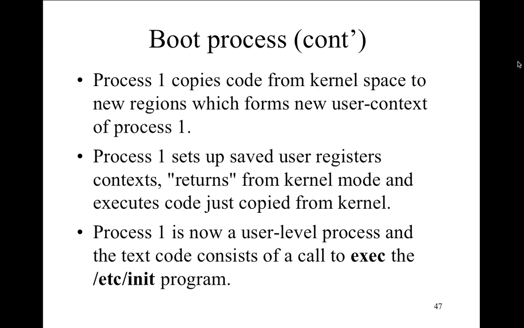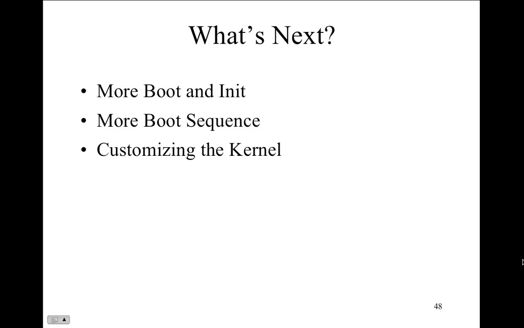So process 1 copies the code from the kernel space to the new region, where it forms the new user context, or process 1. It also sets up and saves the register context, and then it returns from the kernel mode and executes the code just copied from the kernel to create the user mode. And then process 1 is now the user level process. And the text code consists of a call to exec, which is the init program. So init is the initialization that creates the shell, or the script that's going to run to essentially create what we're calling the user mode.